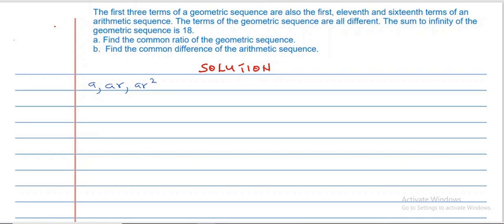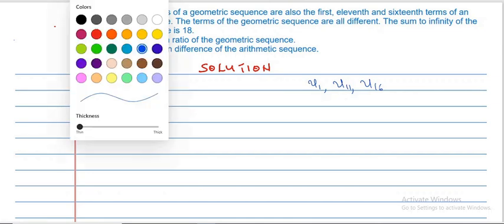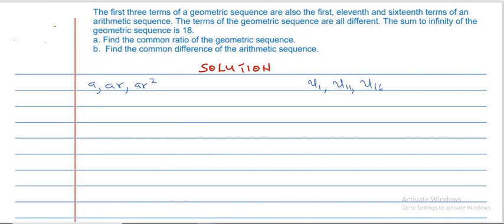Now let me use U1, U11, and U16 as the terms in the arithmetic sequence. So U1 is the first term, U11 is the 11th term, and U16 is the 16th term. Right. For the purposes of really understanding what we are doing, I want to put these terms on a number line.